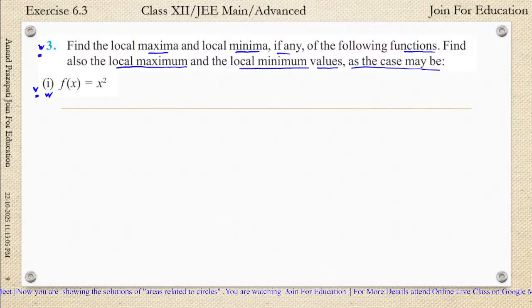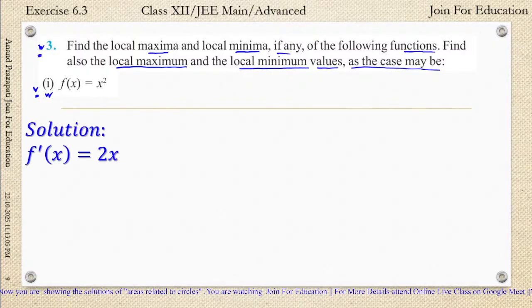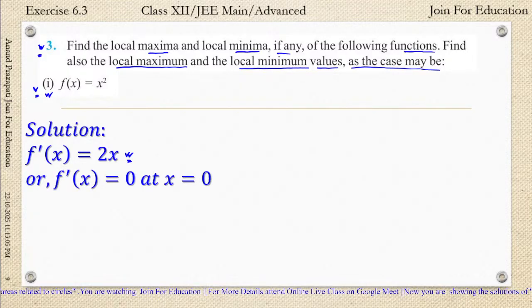First derivative of the given function is 2x. I hope there is no problem to understand up to this step. The value of f dash x equal to 0 at x equal to 0.